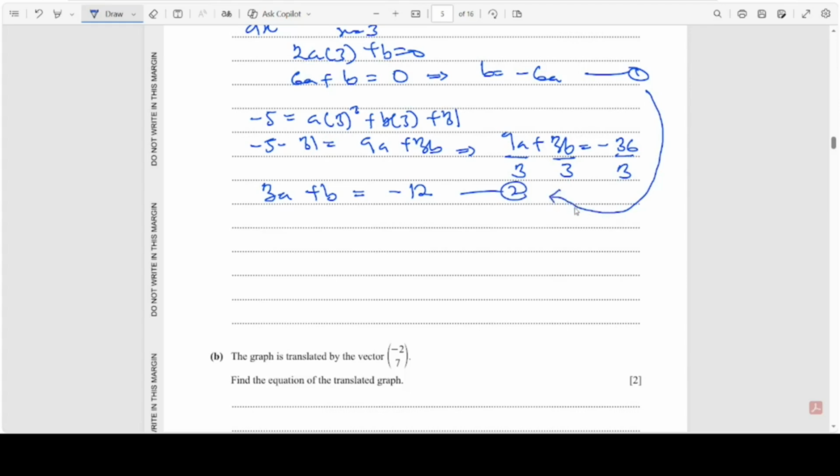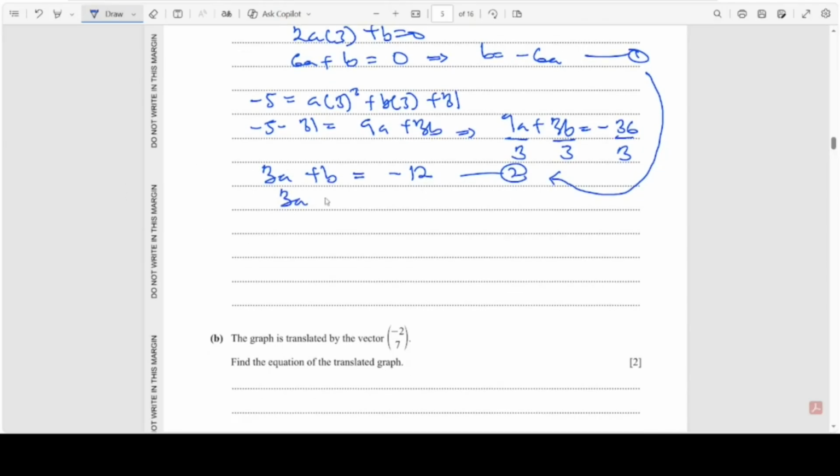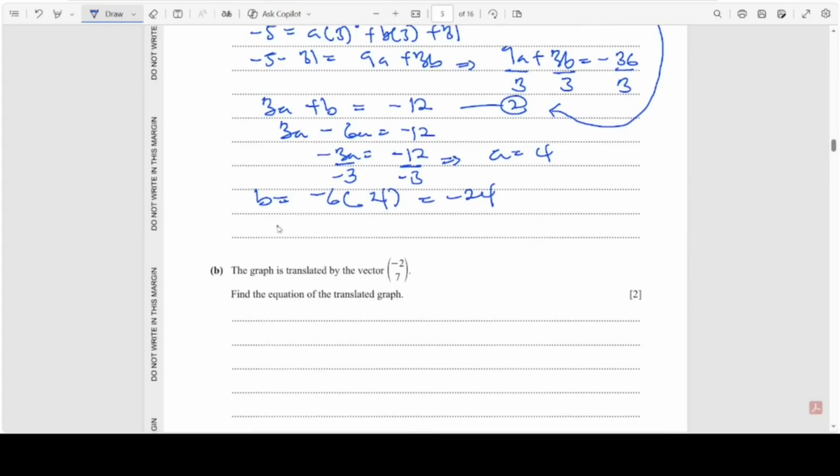So we substitute that into equation 2. Wherever we see b, we replace it by negative 6a. So we have 3a minus 6a is equal to negative 12. We have negative 3a is equal to negative 12. Divide both sides by negative 3, and it implies that our a is equal to 4, as we found previously. And then our b from equation 1 is negative 6 times positive 4 for a. That gives us negative 24. So all values have been found. Now you can rewrite our equation: y is equal to ax squared, now a is equal to 4, so 4x squared minus 24x plus 31 is our equation.